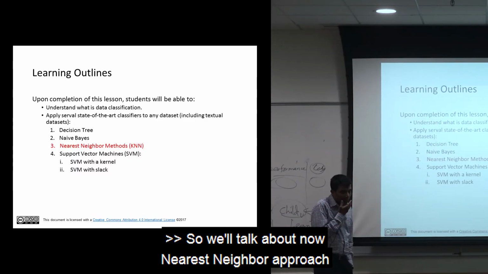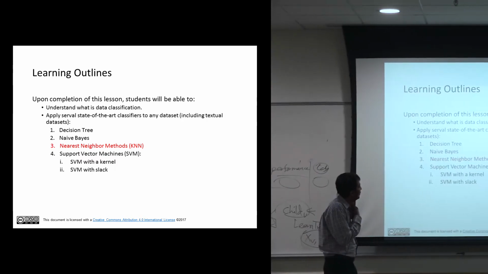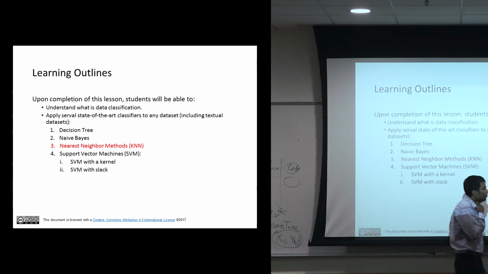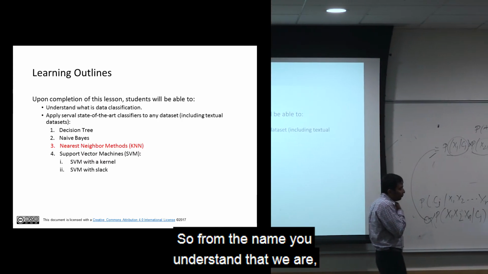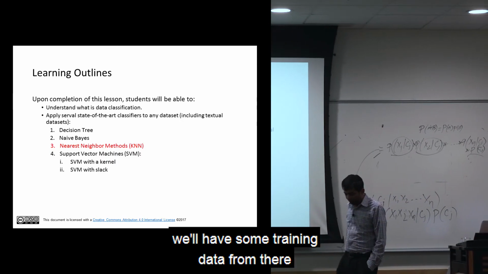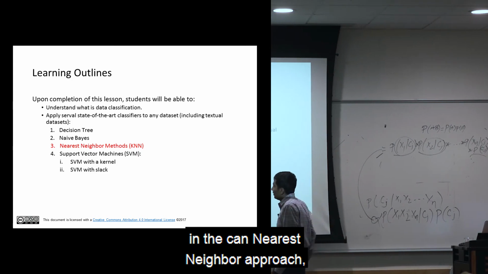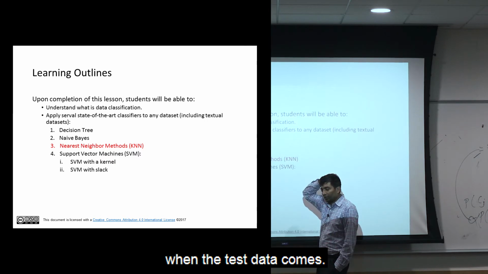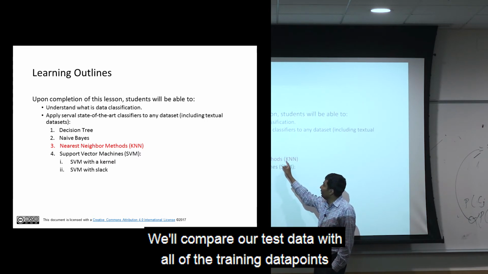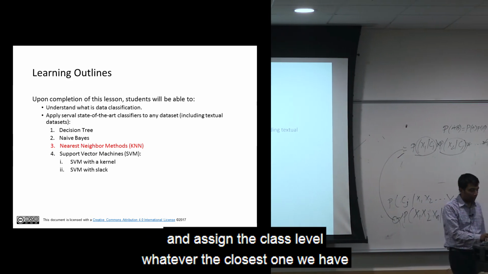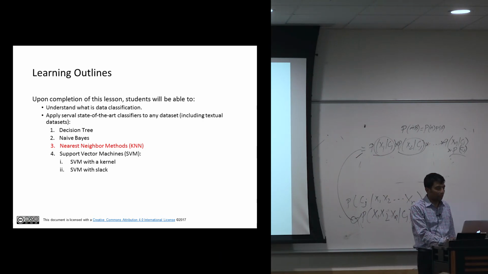So we'll talk about now the nearest neighbor approach and then support vector machine. From the name you understand that we will have some training data. From there, in the k nearest neighbor approach, we don't build any model. We will memorize all of this training data. When the test data comes, we'll compare our test data with all of the training data points and find the closest one and assign the class label of the closest one to the test data.